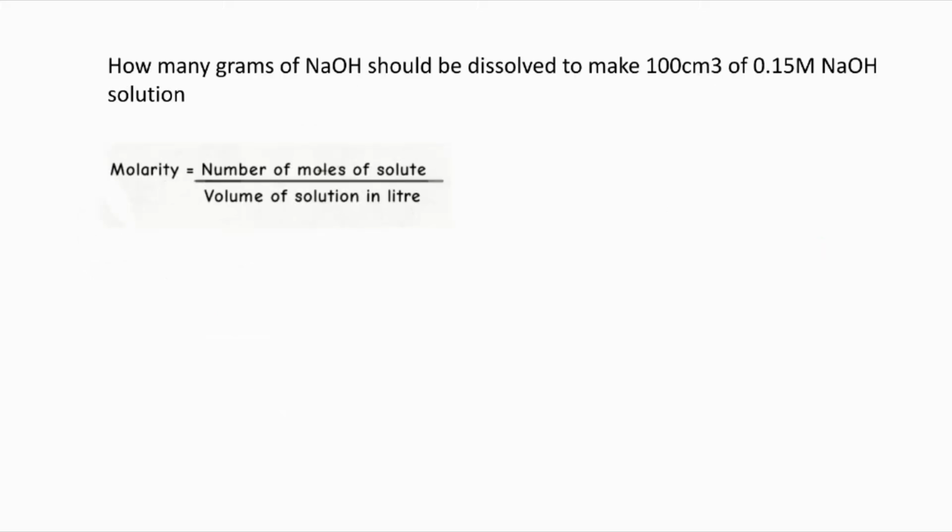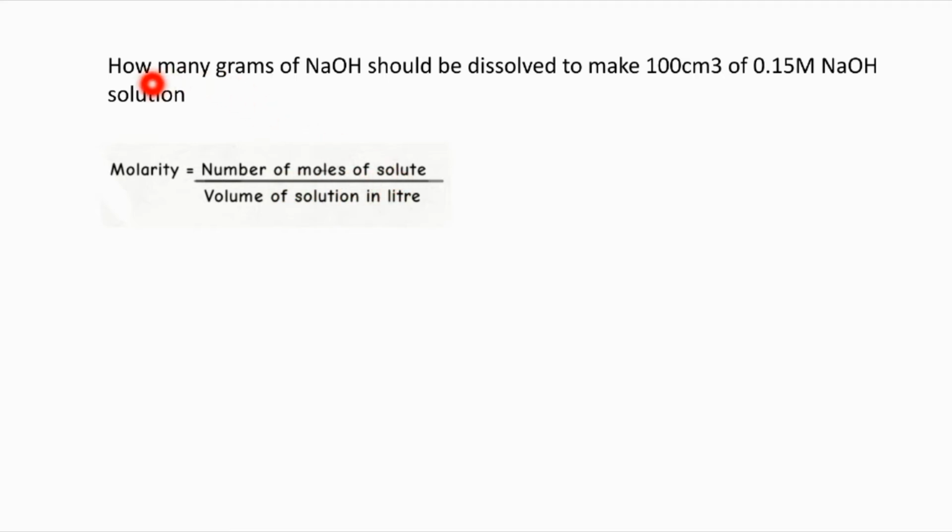Now let's do one more problem. How many grams of sodium hydroxide should be dissolved to make 100 centimeter cube of 0.15 molar sodium hydroxide solution? Here molarity is given and the volume of the solution is already given. We will have to calculate the number of moles of the solute.